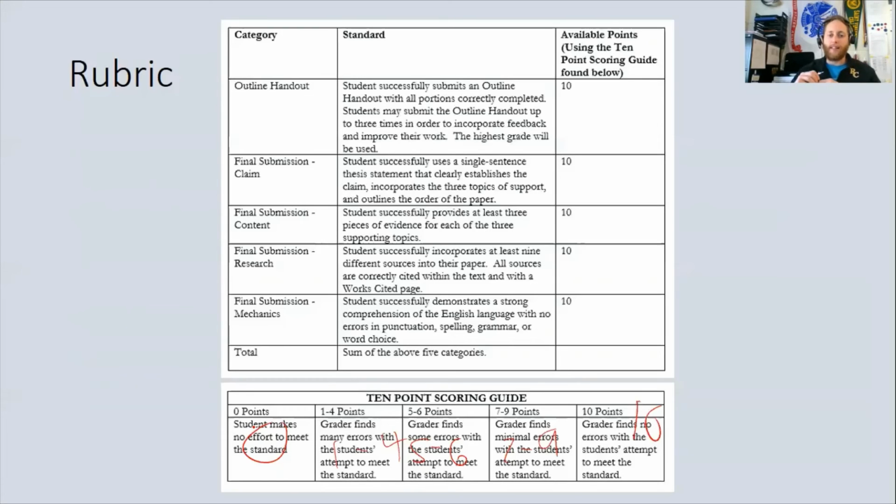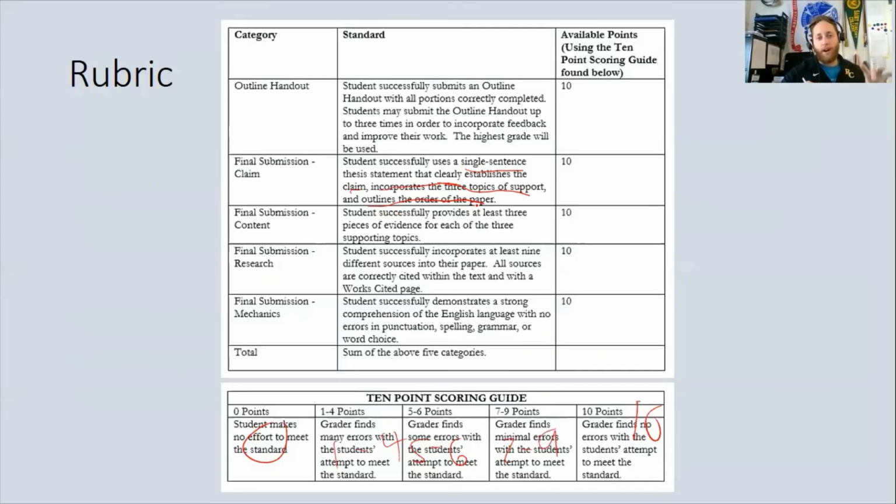Final submission claim. This is the thesis chunk. You need to have a single sentence thesis statement that clearly establishes the claim, incorporates the 3 topics of support, and outlines the order of the paper, which I talked about all under that portion of this instructional video.